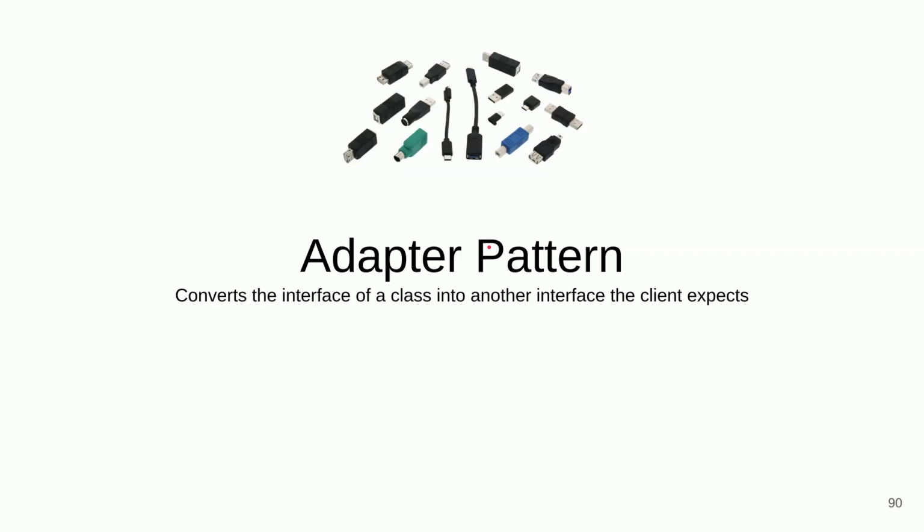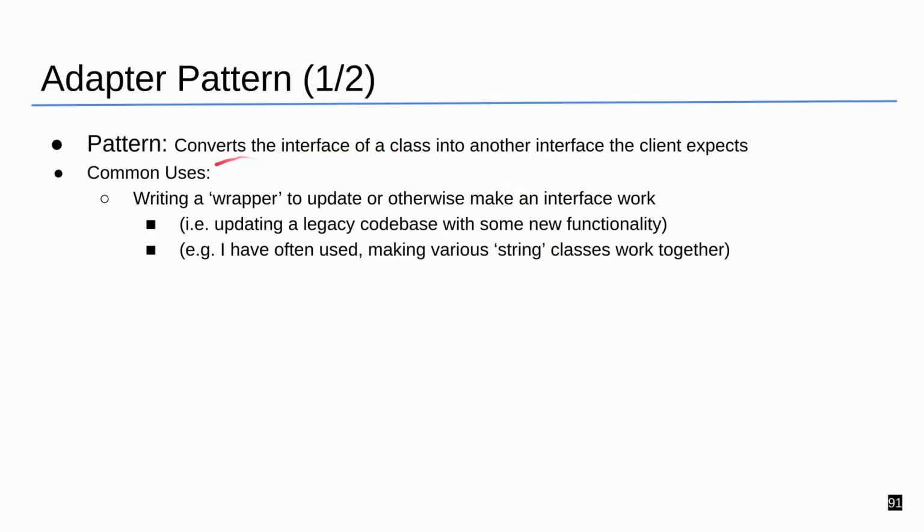Okay, so the adapter pattern, as it looks, it's an adapter, and it converts one interface of a class into another interface the client expects. So the common uses are writing wrappers to update or otherwise make an interface work. So we want to write a wrapper, for instance, to make our text work as expected. You'll see wrappers for updating legacy code bases, making various string classes work together. Anytime you need to adapt a class to work in a new way is when you'll use the adapter pattern.